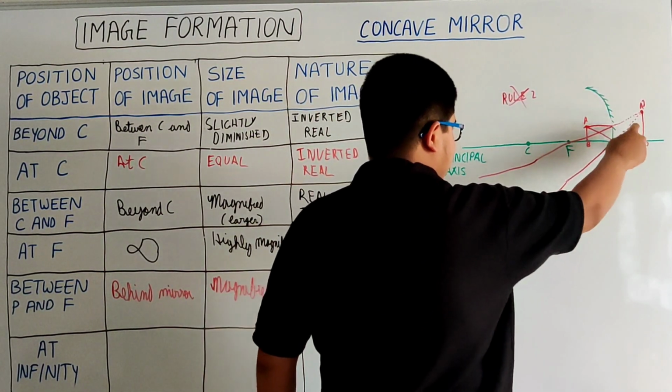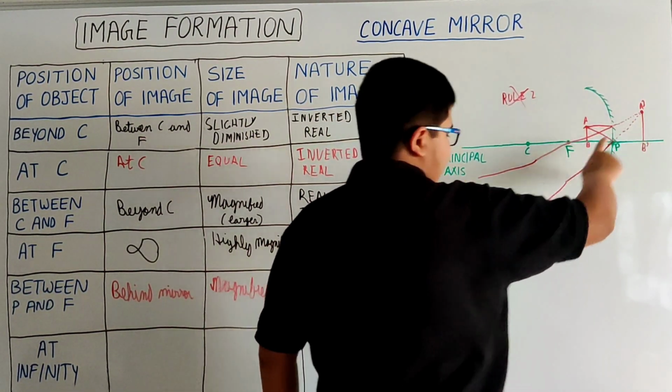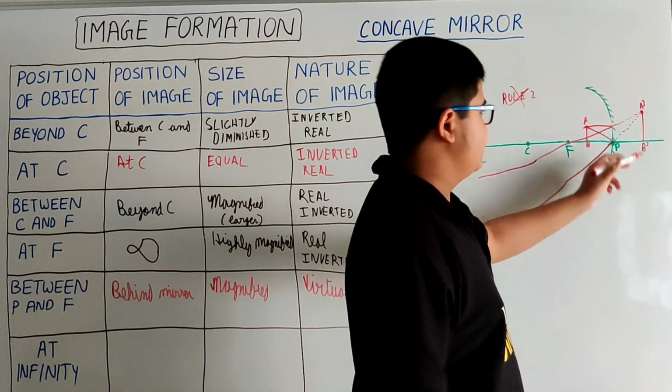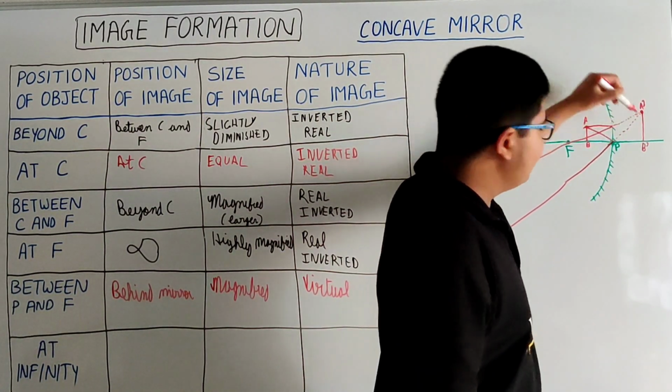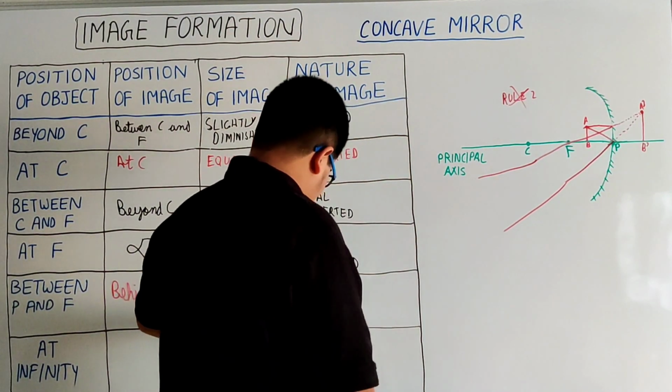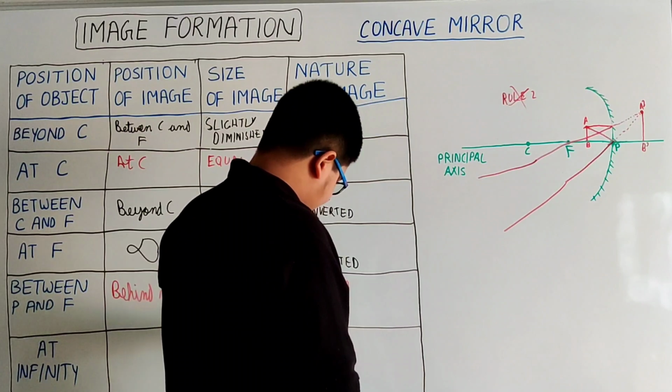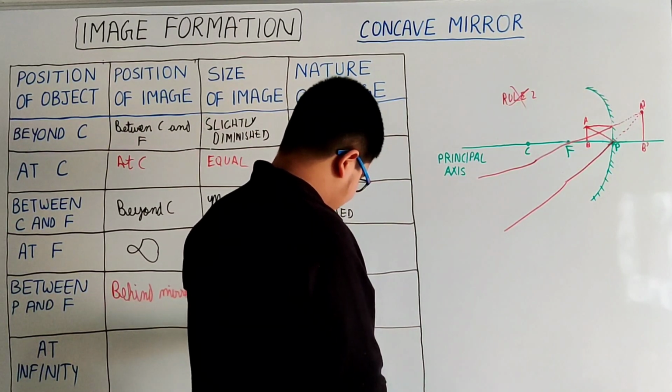And you can see that this time the image is erect. That means the image is upright. This time the image is not inverted. So it is formed above the principal axis. That's why the image will be erect, that is, the image will be upright.